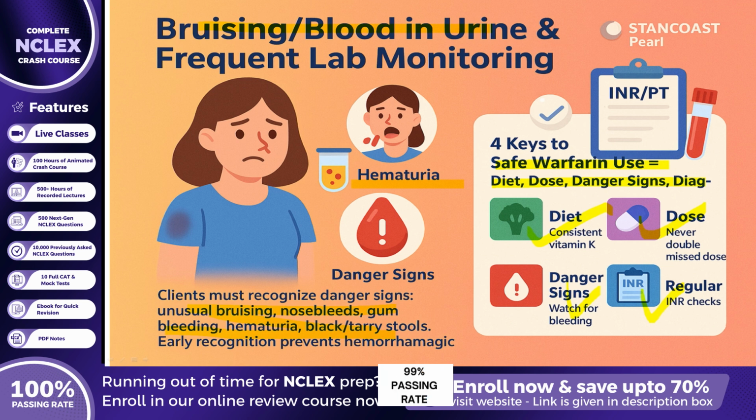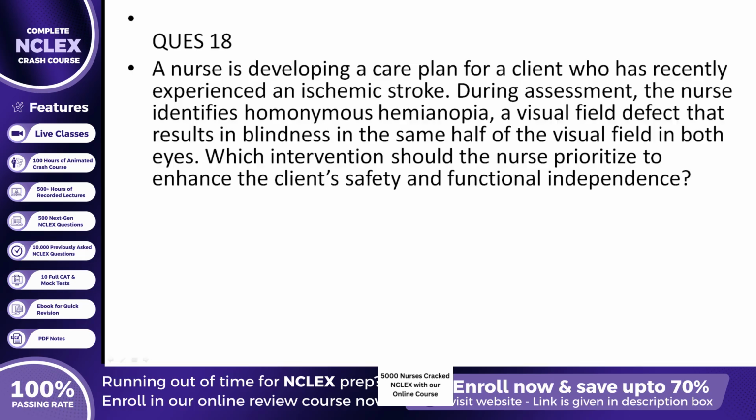Let us smoothly move forward into another essential NCLEX-style question that highlights both pathophysiology and safe nursing practice. A nurse is developing a care plan for a client who has recently experienced an ischemic stroke. During assessment, the nurse identifies homonymous hemianopia, which is a visual field defect leading to blindness in the same half of the visual field in both eyes. The question asks, which intervention should the nurse prioritize to enhance the client's safety and functional independence?